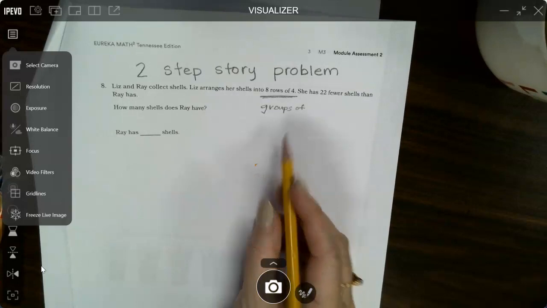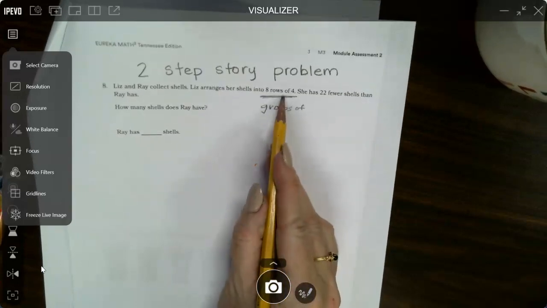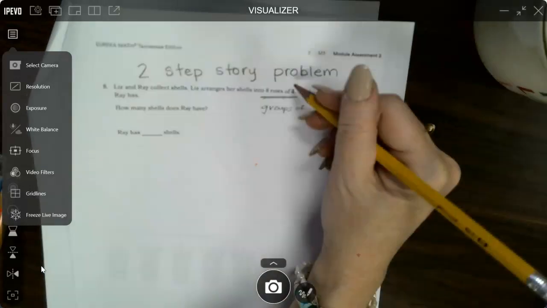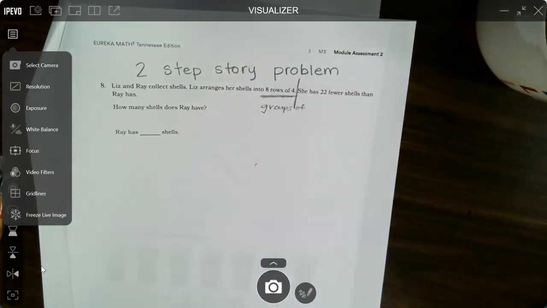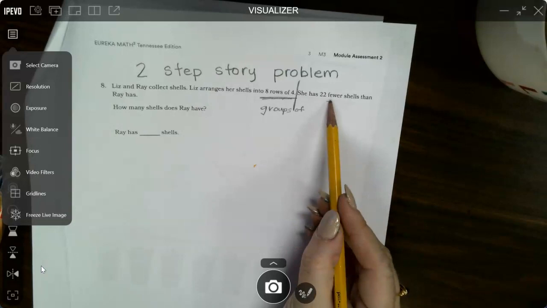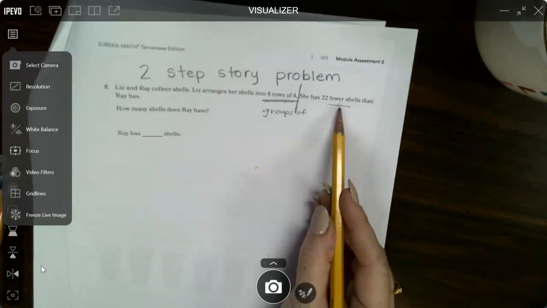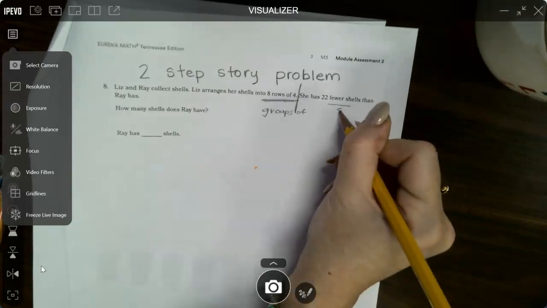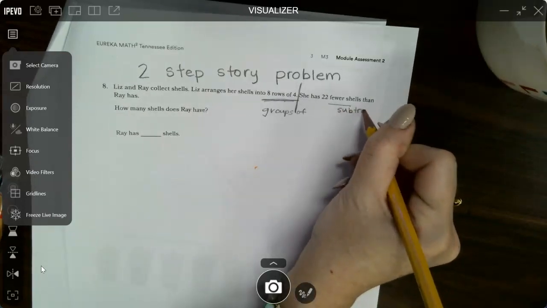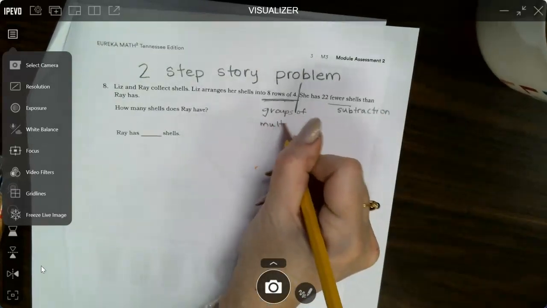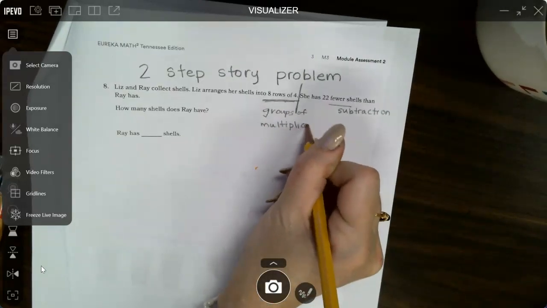I have 8 things and there are 4 in each of those groups. All right, that is the first part of this story problem. It then goes on to say she has 22 fewer shells. When I see the word fewer, I know someone has less, which involves subtraction. When I see groups of, I think multiplication.